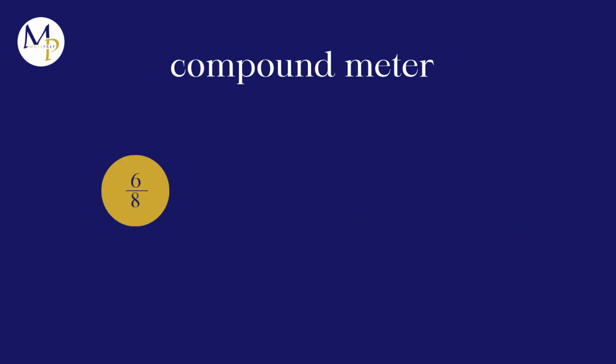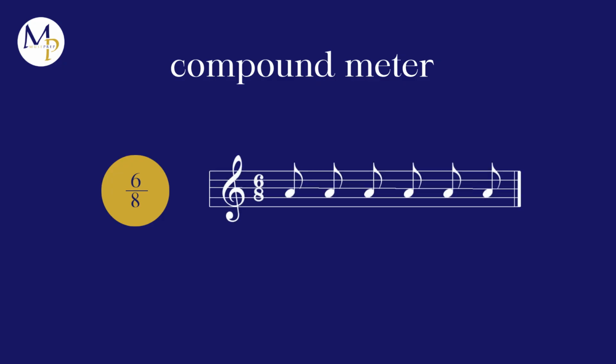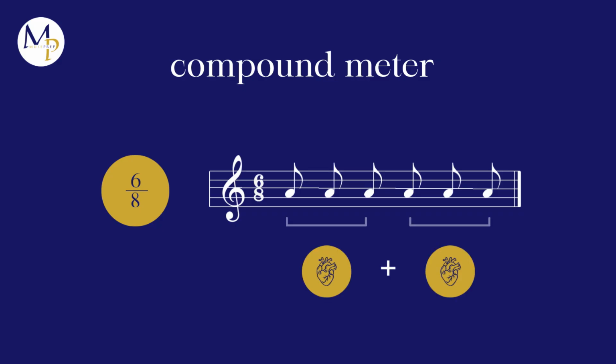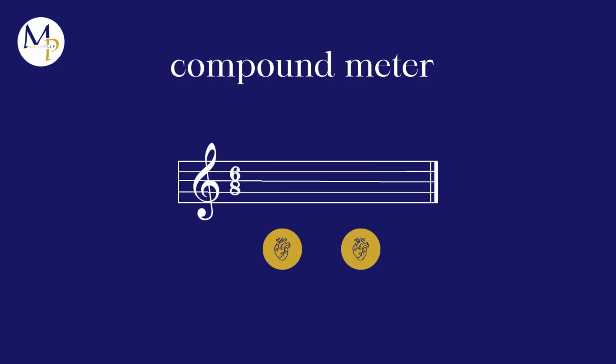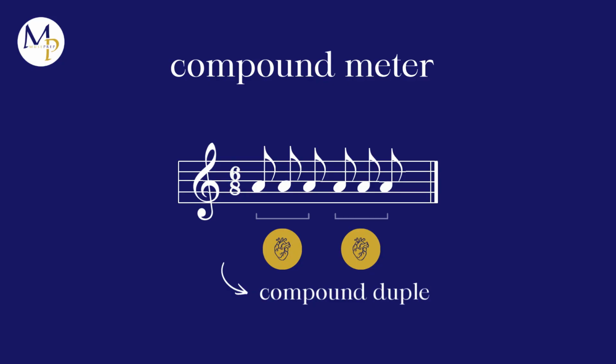Let's start with 6/8 time. In 6/8 time, there are six eighth notes in each measure, but they are grouped into two beats. Each beat consists of three eighth notes, so the pulse is felt as a dotted quarter note. The first beat is strong, and the second beat is weak. Because there are two beats and each beat divides into three, this is called compound duple meter.